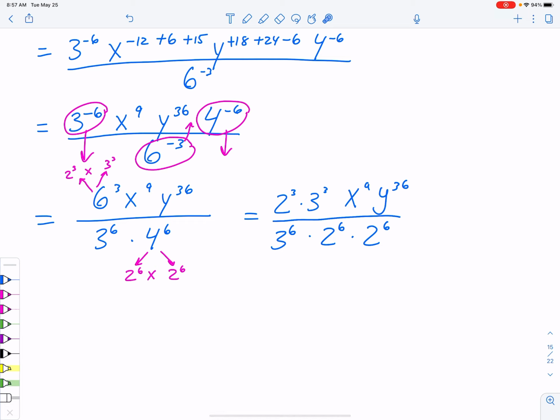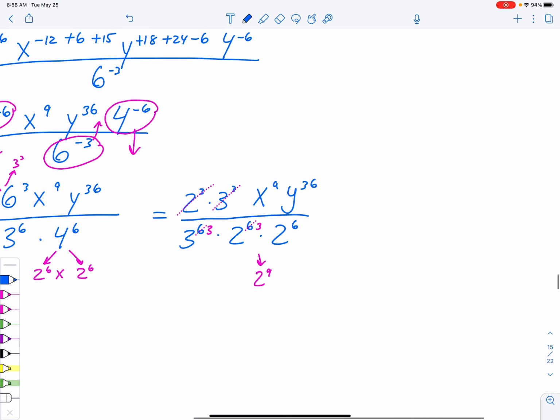So here we have 3 to the 3 and 3 to the 6. So we can cross this one out. And remember, when we're moving across top and bottom like this, we subtract. So this becomes 3 to the 3, because 6 minus 3 is 3. Then we can combine the 2's, so we have 2 to the 6 and 2 to the 3. We can add those. 6 and 3 becomes 2 to the 9.